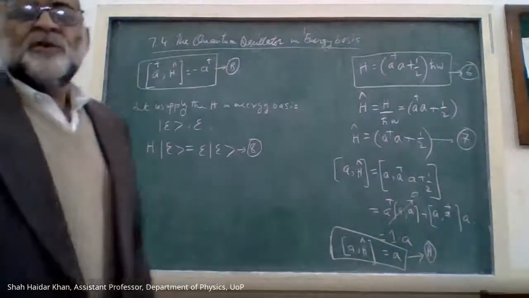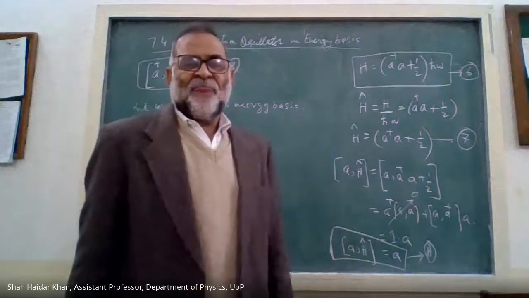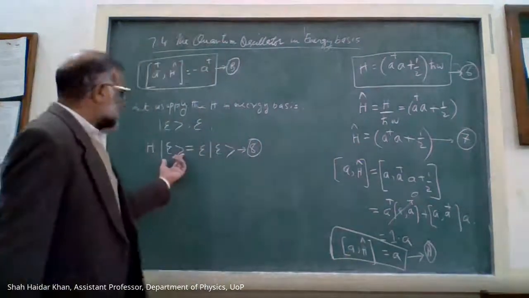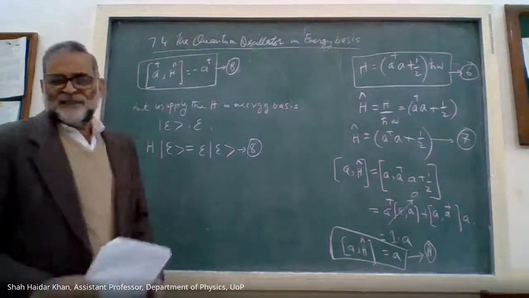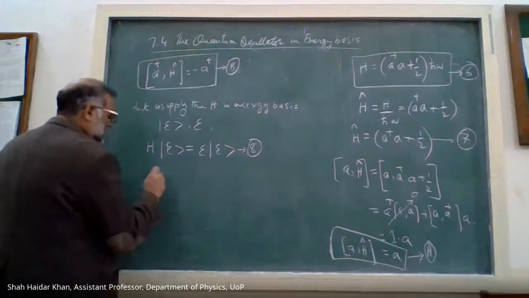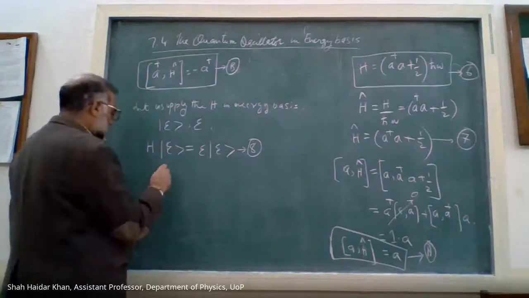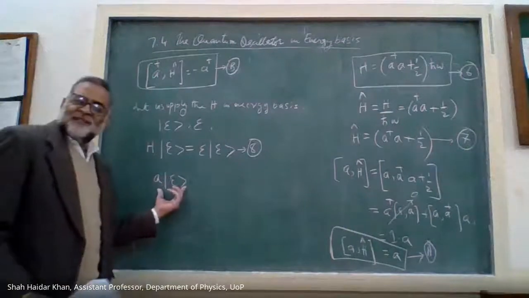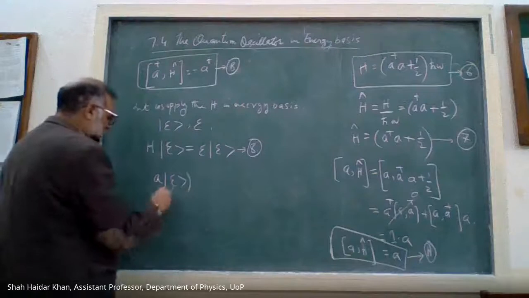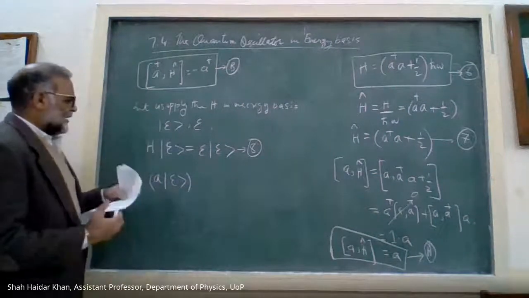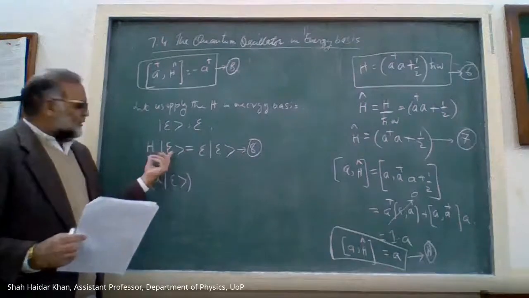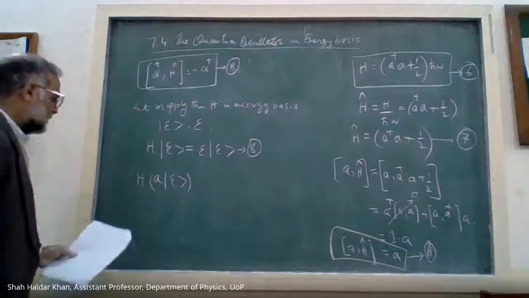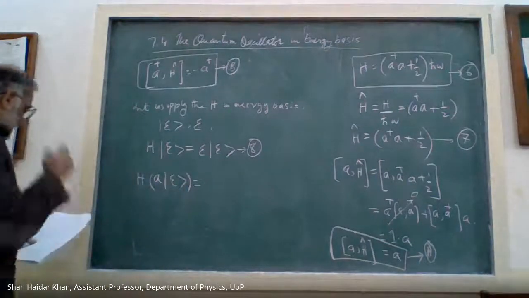Suppose we have another state. Suppose A operates on this ket, and we get another state, which is this. So let us apply the Hamiltonian to this state. Let us write this equation in the form of a new state, a new ket. So what happens?